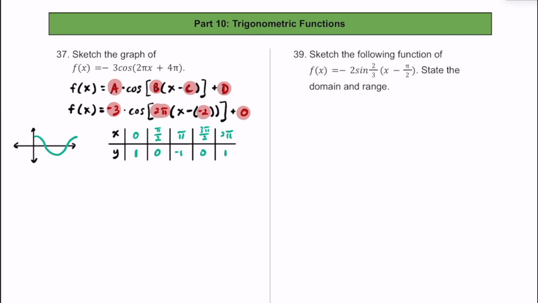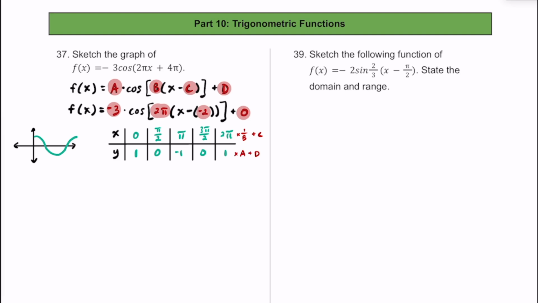So using those a, b, c, and d values, we're going to take each of our x values here and multiply them each by 1 over whatever b is. And then we're going to go ahead and add on whatever c is afterwards. Now for our y values, what we're going to do is multiply each of them by whatever our a value is. And then we're going to go ahead and add on whatever our d value is.